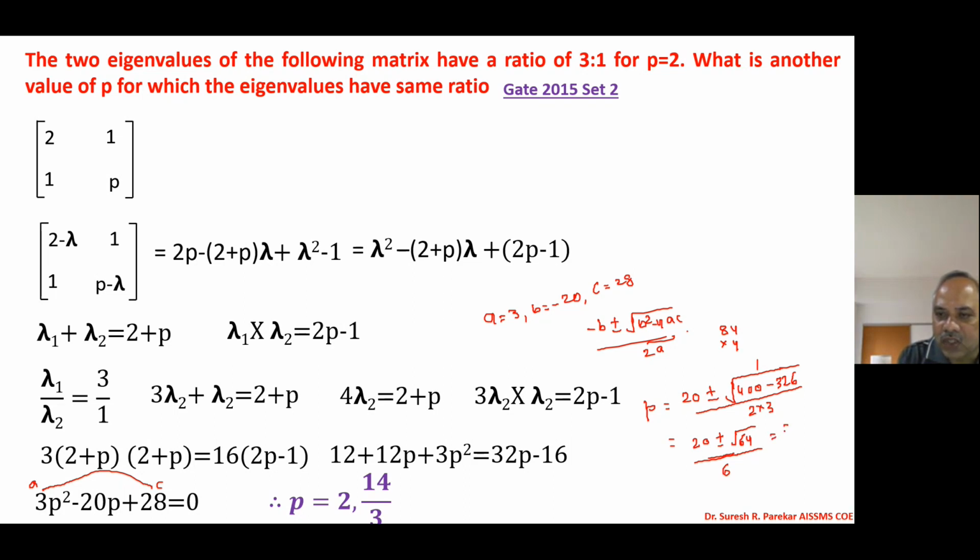And then from this we will get 20 plus minus 8 upon 6. Now 20 plus 8, so we have 28 upon 6. This will be 14 by 3. And then 20 minus 8, we have 12. 12 by 6 will be 2. So 2 we already know. So our answer is 14 by 3. So another value we have for p, that is 14 by 3, which will give us eigenvalue ratio as 3:1.